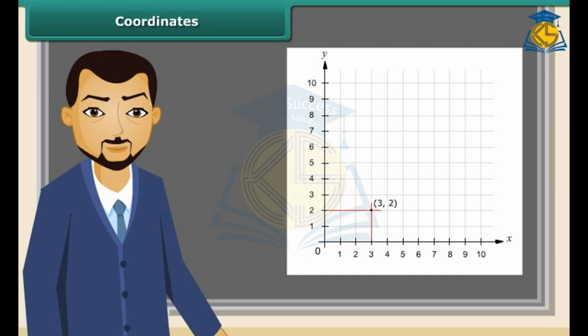3 is called x coordinate of the point. 2 is the y coordinate of the point. We say that the coordinates of the point are (3, 2). Always the first number indicates x coordinate and the second number indicates y coordinate.